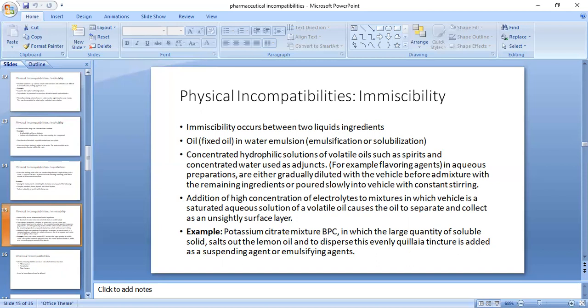And these three points we will put forward in the next lecture, inshallah, about incompatibilities. So take care. If you have any question, you can ask me anytime. I'm available. So this is all about incompatibilities, and we will continue this topic in the next lecture.